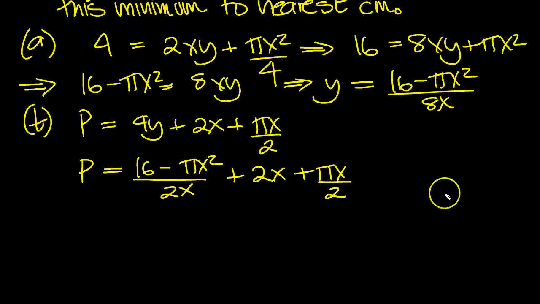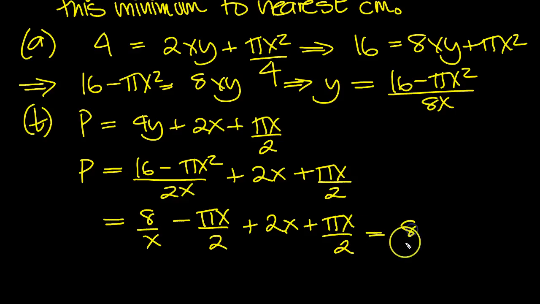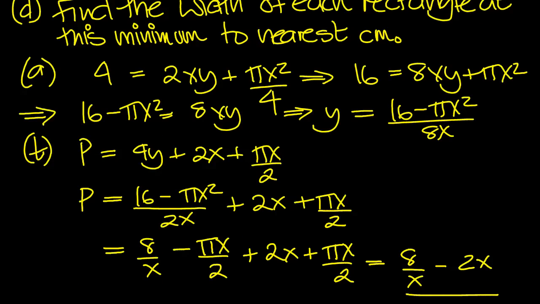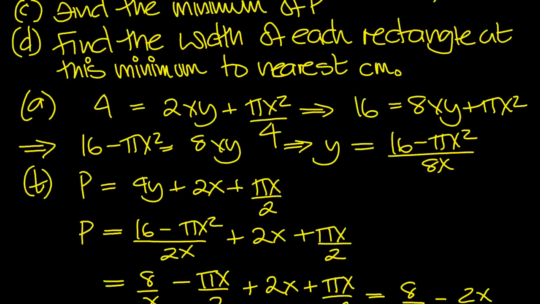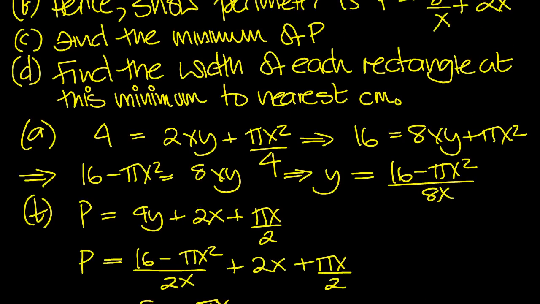So let's expand this bracket. We get 16 over 2x, which is 8 over x, minus pi x over 2, since one of the x's cancels, plus 2x plus pi x over 2. So we get 8 over x plus 2x, which is what we get for the perimeter, and that's what we wanted to show. I have a minus here, but it's a plus 2x, I just didn't write the plus. Okay, there's the perimeter.